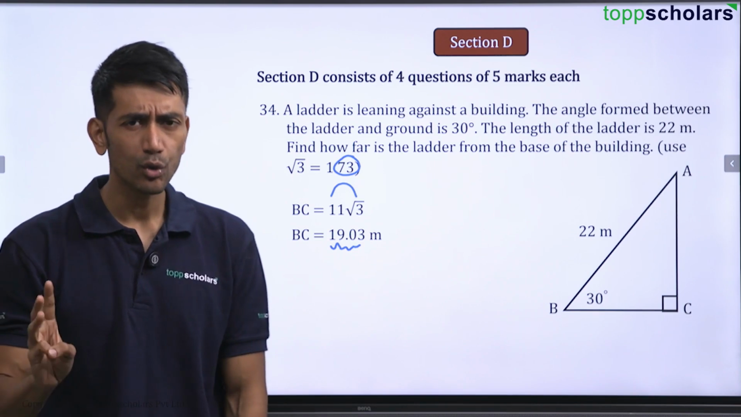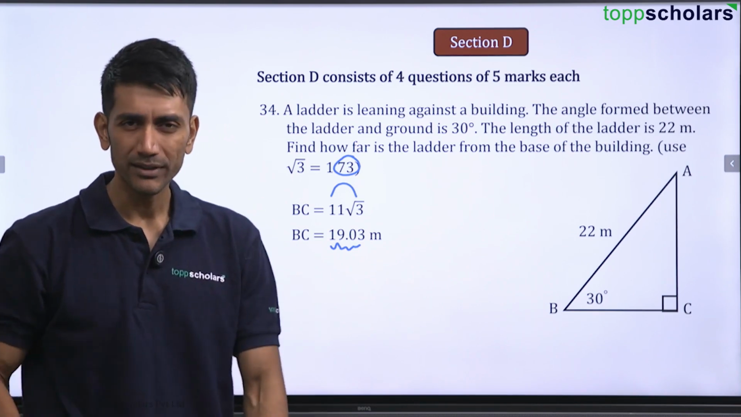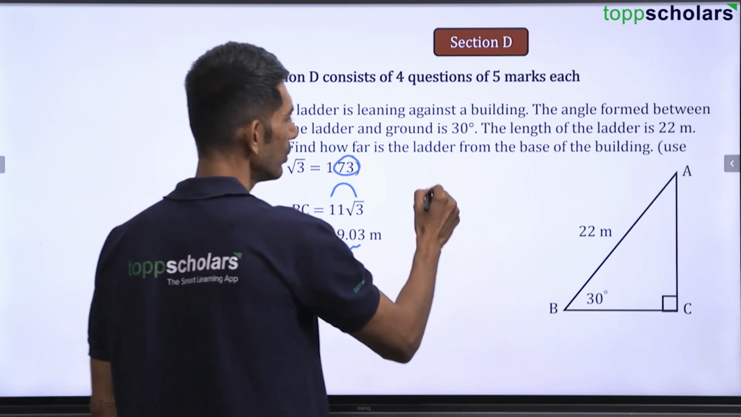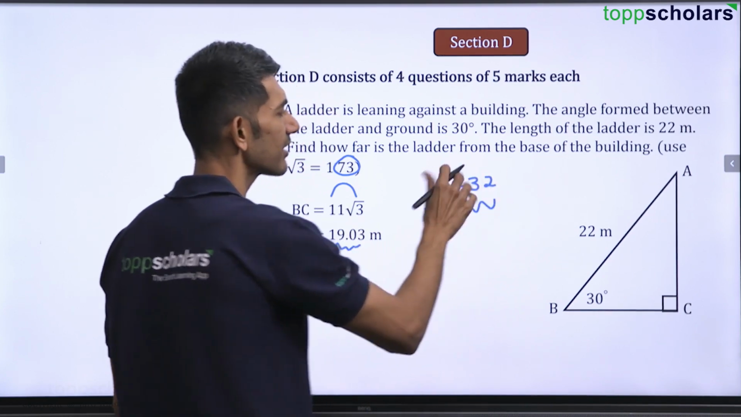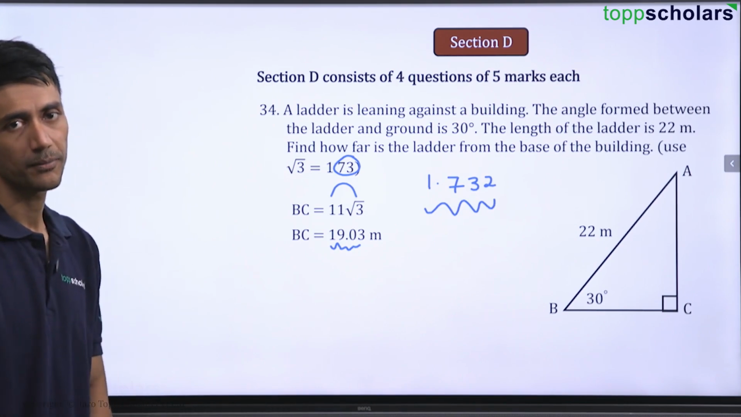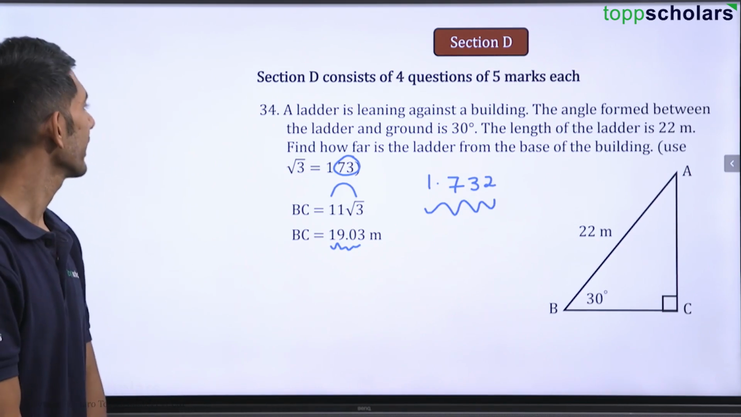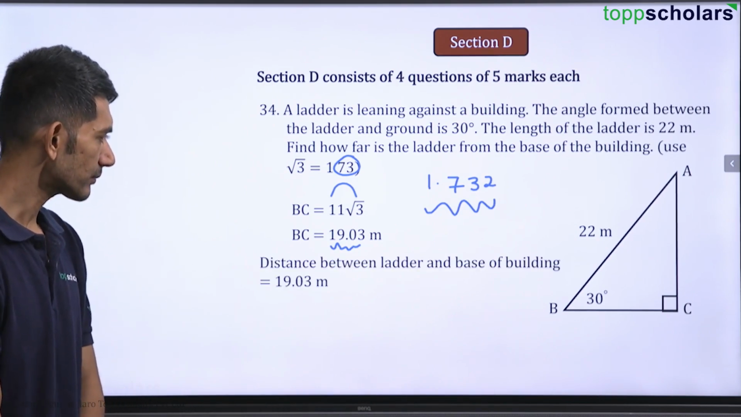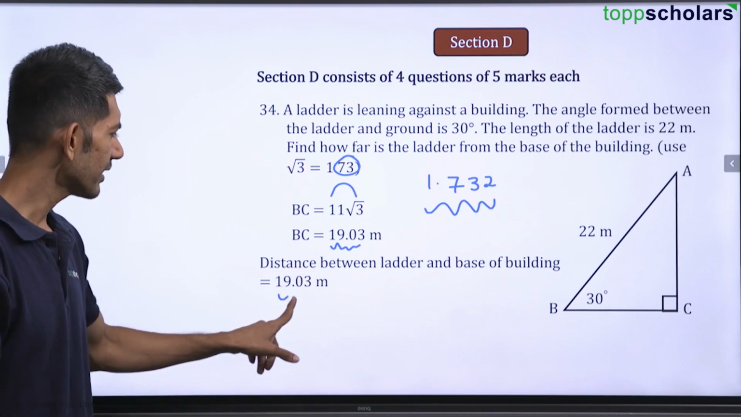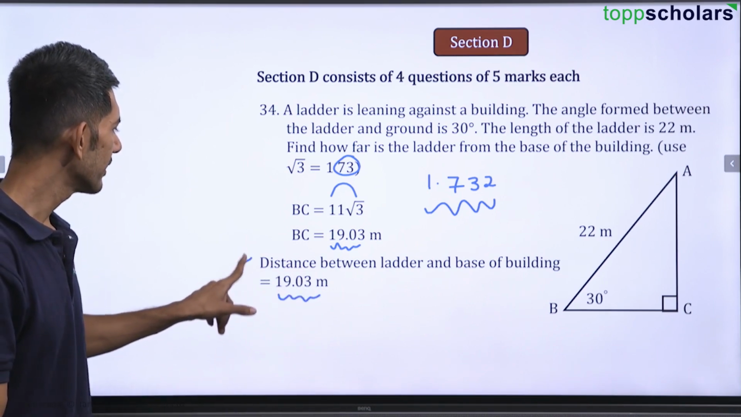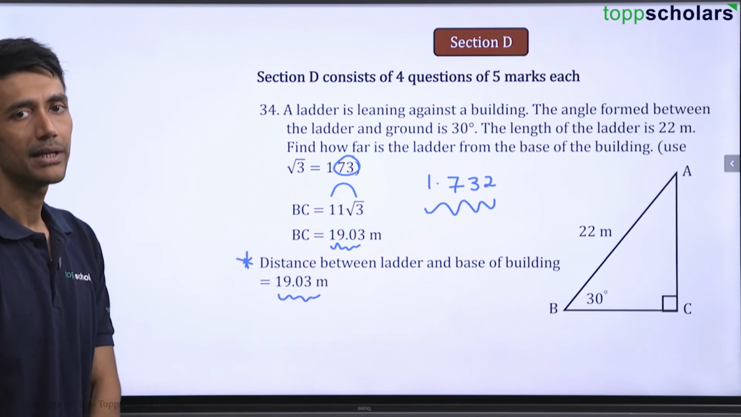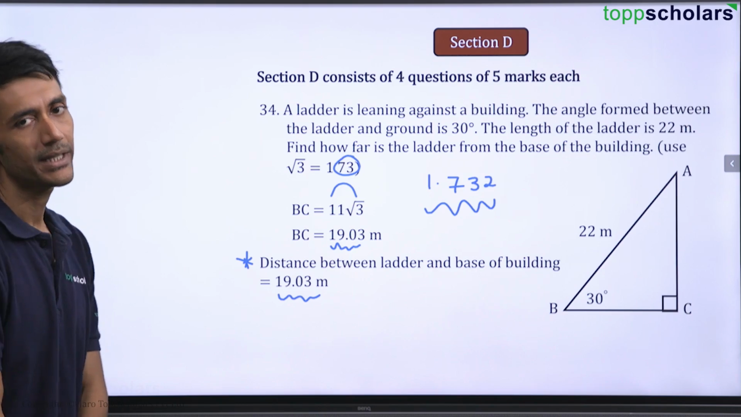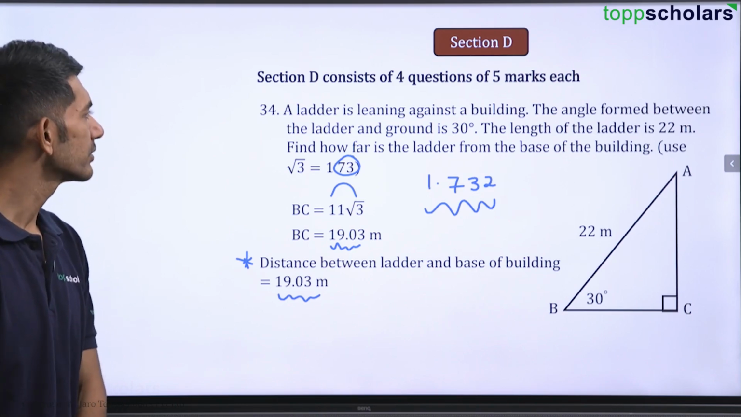3 maximum you can go with, but anyways they give you 1.73. Sometimes they'll give you 1.732. You are expected to write down the answer up to 3 decimal places in that case. Correct? Okay. Let's continue further. And yes, the final concluding statement that the distance between the ladder and base of the building is 19.03 meters.